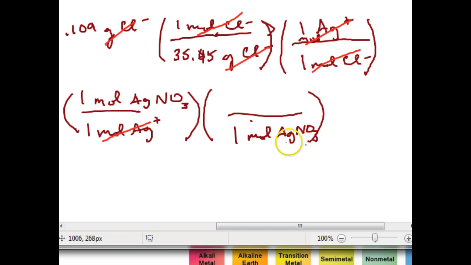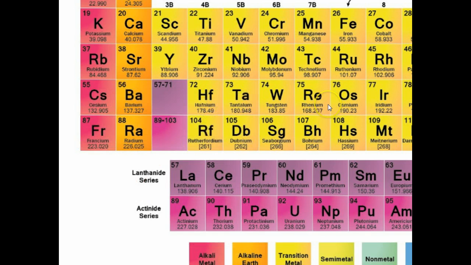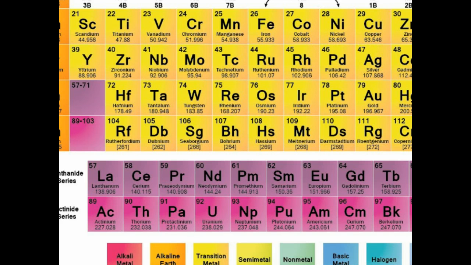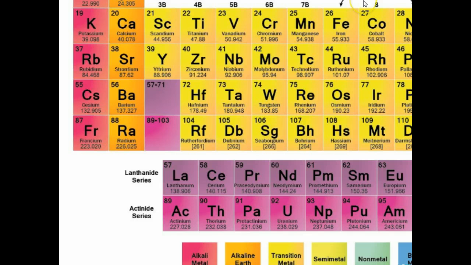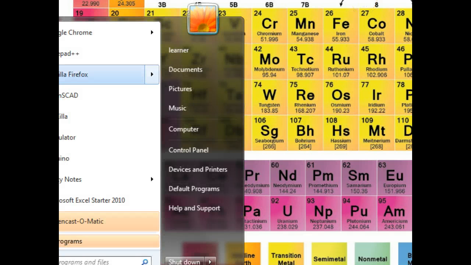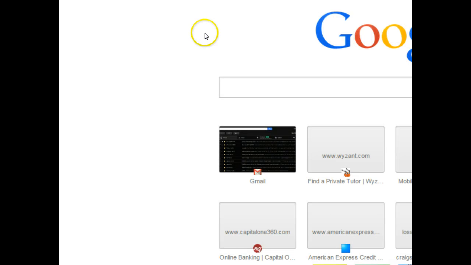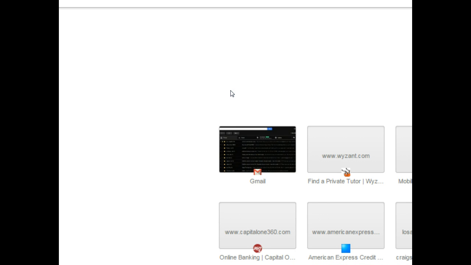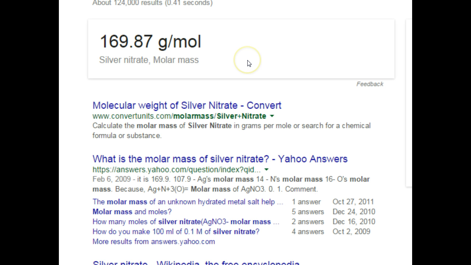AgNO3. Okay? So, to save time, instead of adding up all of these guys on the periodic table, there's the Ag, and the N is 14 and the O is 16. Instead of doing that, let me show you how. Do you know how to use Google? Google does a great job of this. It's one of these special Google tools, so you just say molar mass silver nitrate. It just tells you straight up without you having to click a link. So there it is, 169.87.